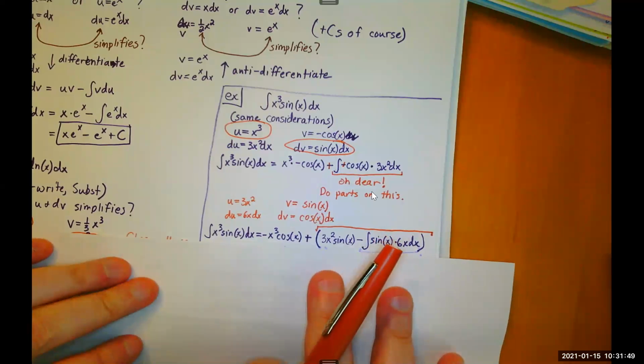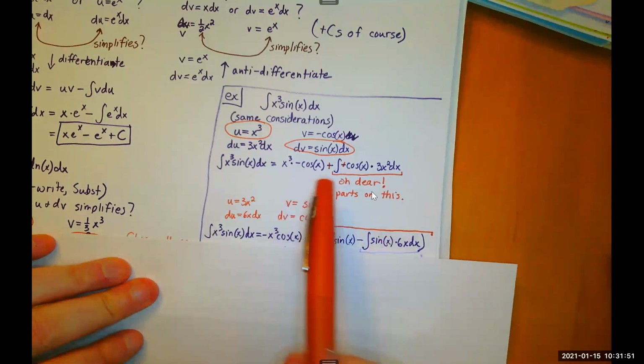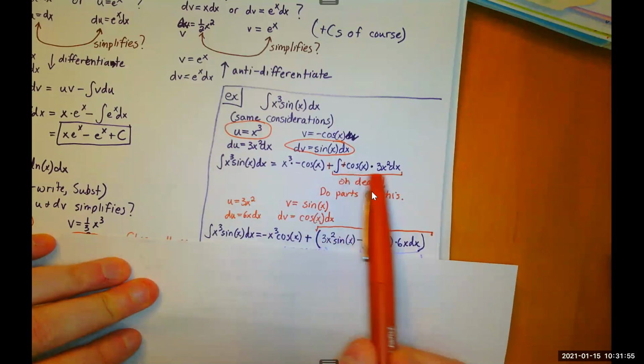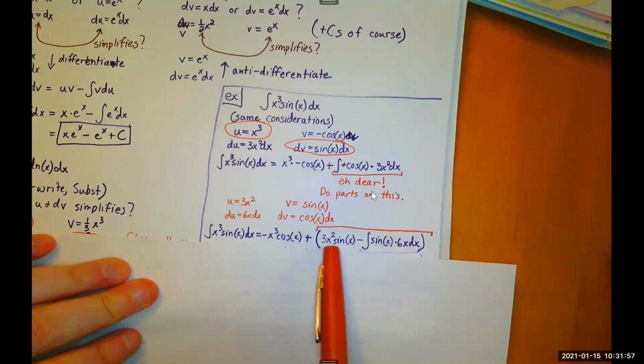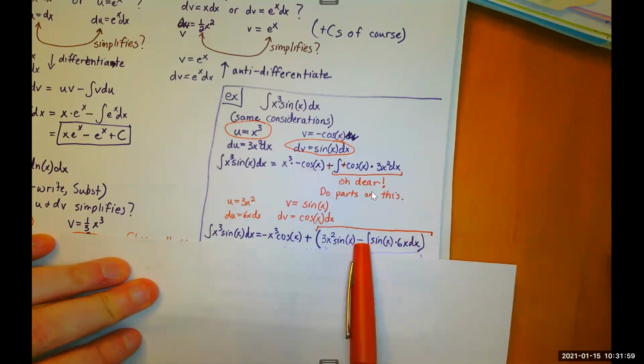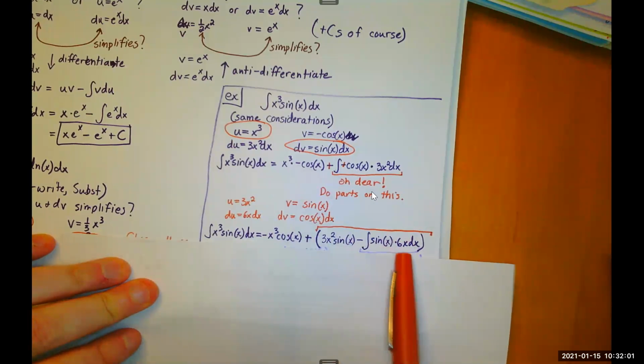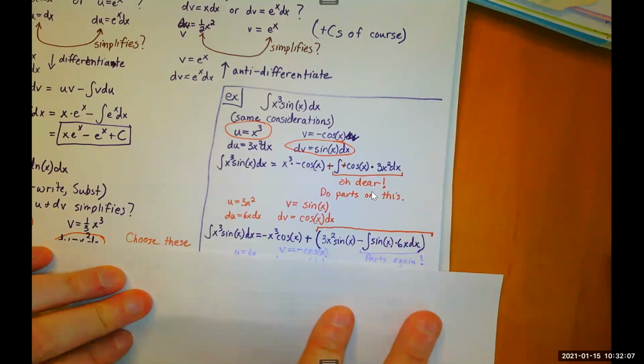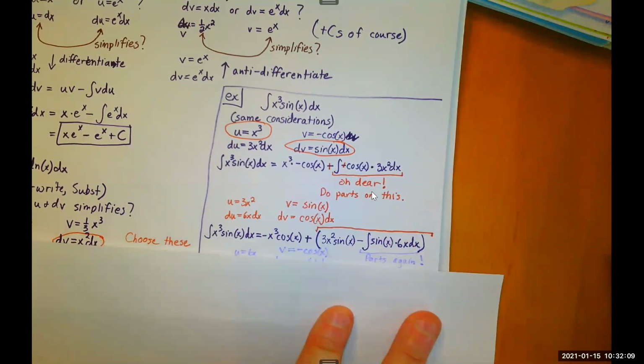And I go back to what I had, but now I've replaced this antiderivative with parts again, uv minus v du, which is another, oh dear. We have to do parts again. How did I know that? The same way I knew to use parts the first 2 times. I went through my progression.